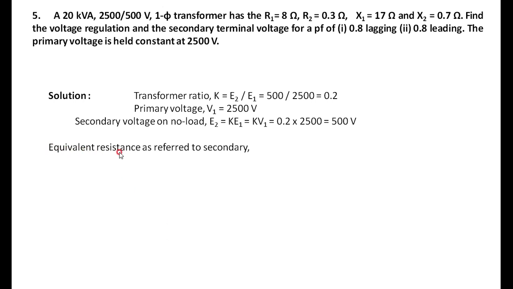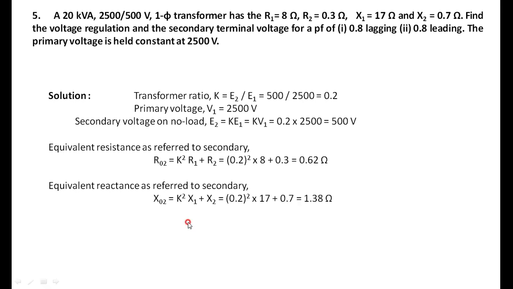Then the equivalent resistance as referred to the secondary side. R02, the total equivalent resistance of the transformer referred to the secondary side, is the resistance of the secondary itself, R2, plus K square times R1. Therefore, you can calculate the value of R02, that is 0.62 ohm. Similarly, calculate the reactance: X02 is equal to K square X1 plus X2, that is 1.38 ohm.